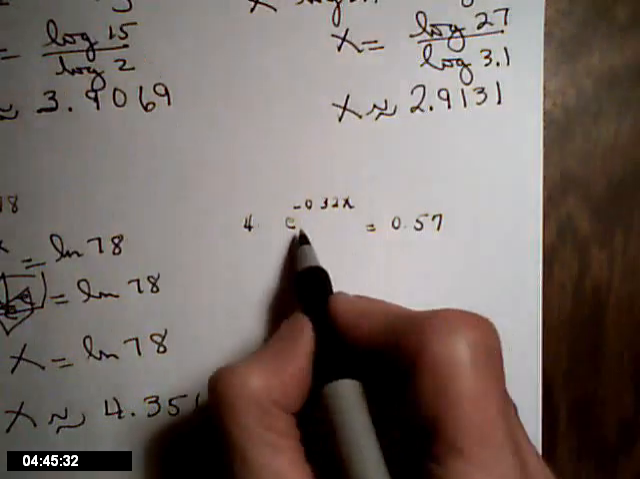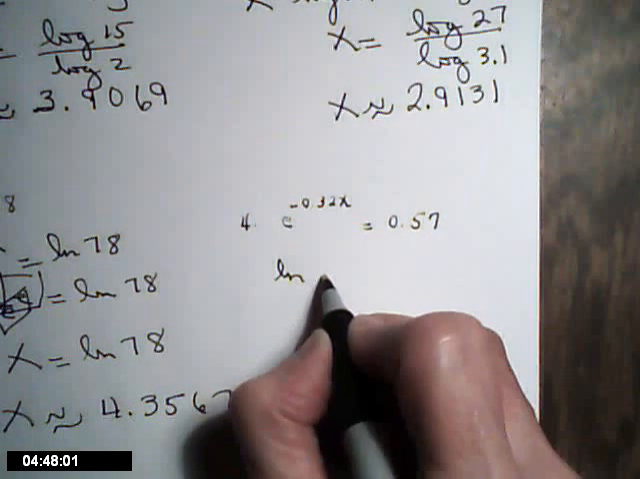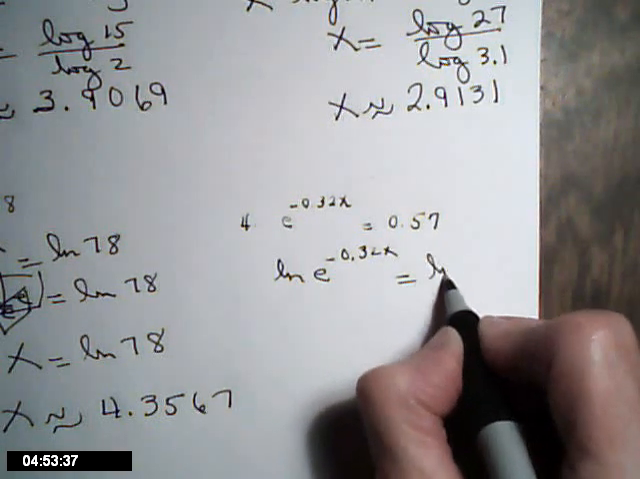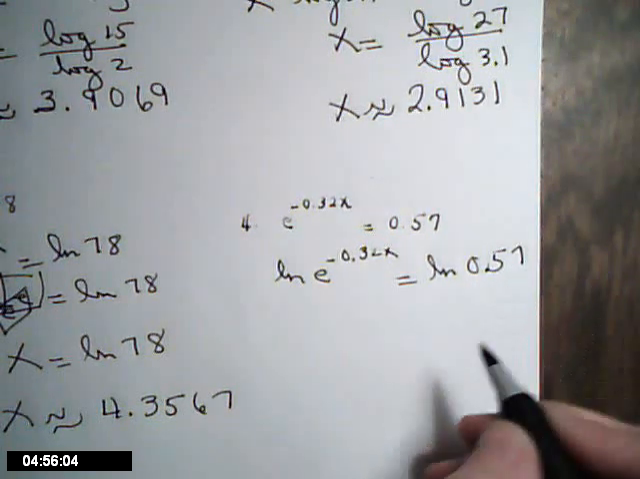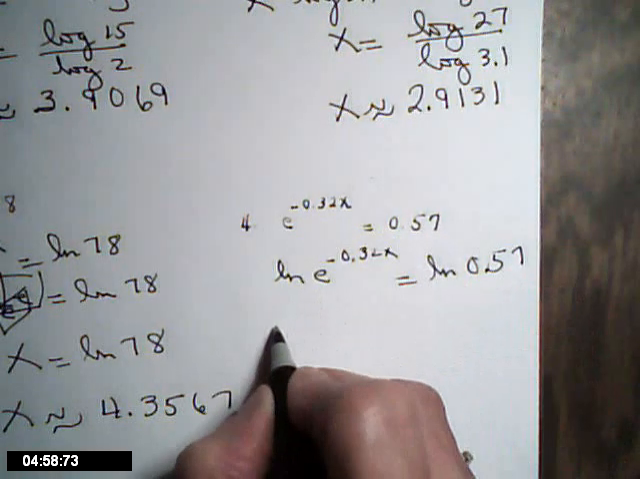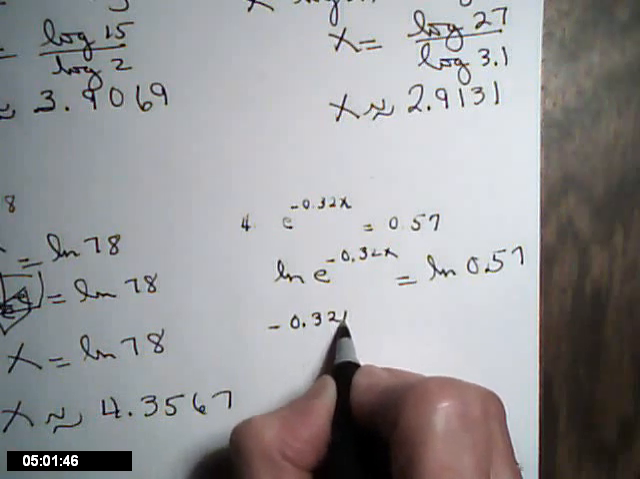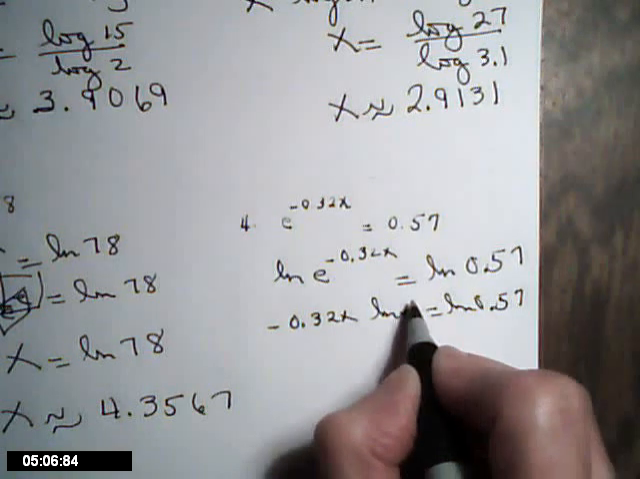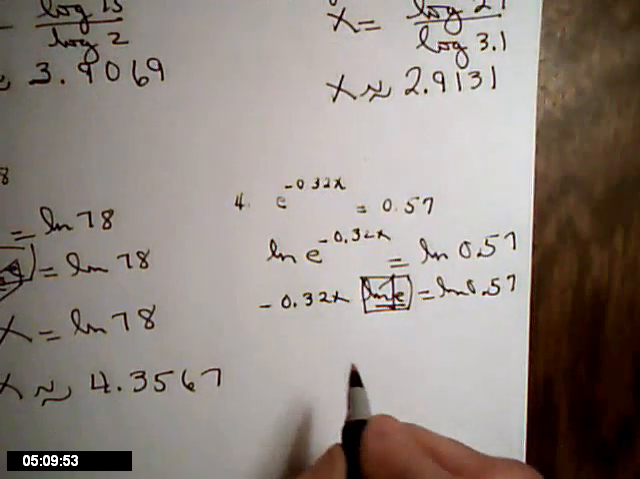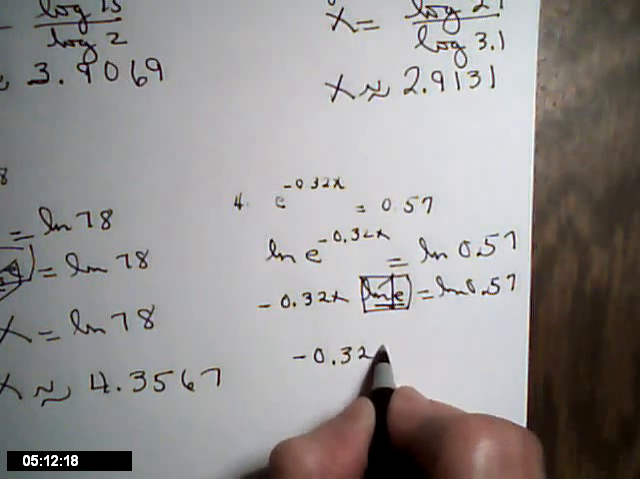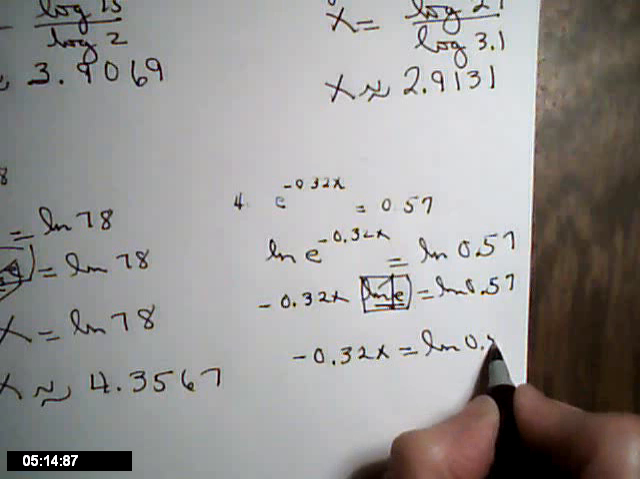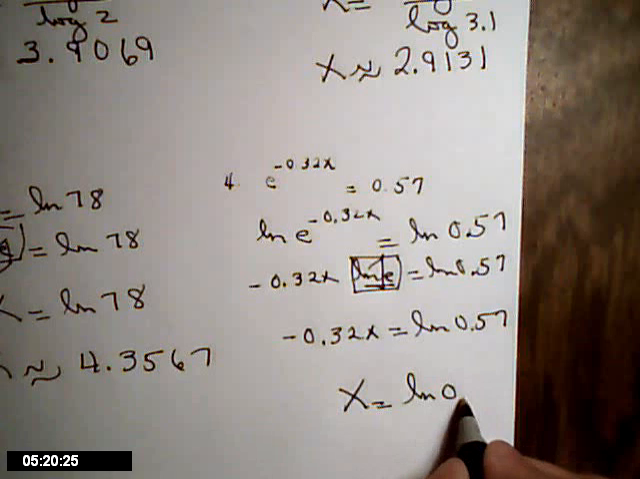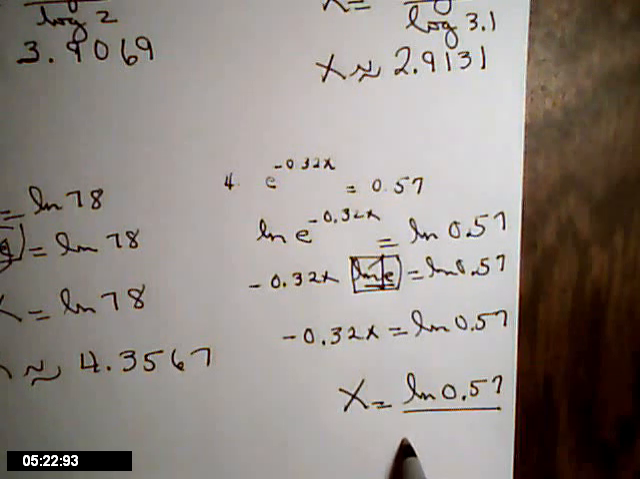Alright, problem number 4. Again, you see a base e. I'm going to use natural log. You're going to do that on both sides of the equation. Now you're going to do this, remember, if you cannot get common bases, the exponent becomes a coefficient. Now remember, ln e is equal to 1, so that's not going to have any effect on my problem. Now at this point I need to solve for x, so I'm going to take natural log of 0.57 and I'm going to divide it by negative 0.32.